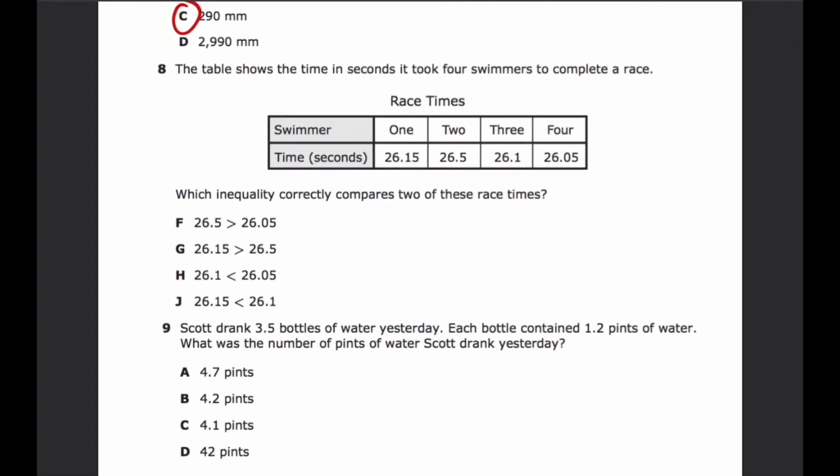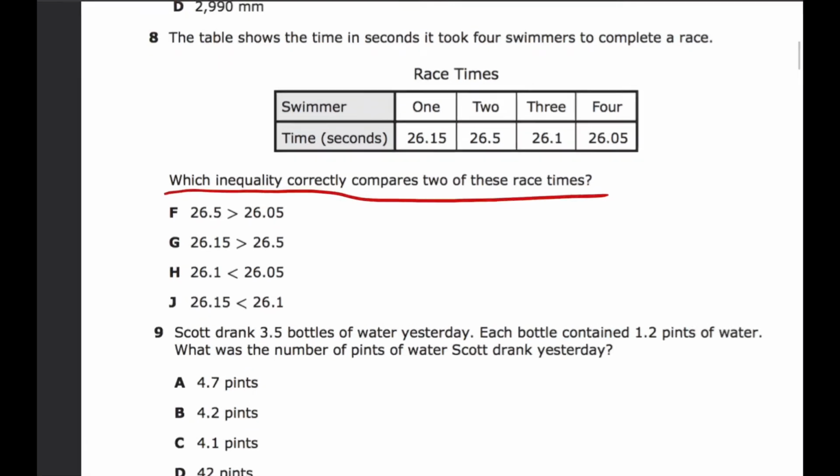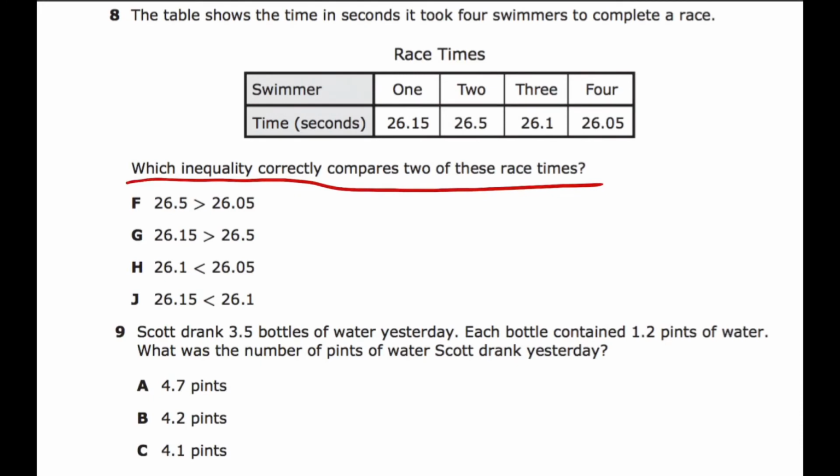Number 8, the table shows the time in seconds it took 4 swimmers to complete a race. Which inequality correctly compares 2 of the race times? I'm going to think about this like money. It's just easier for me. So 26 and 50 cents, 26.50, 26.10, and 26.10. So now it's a little bit easier.